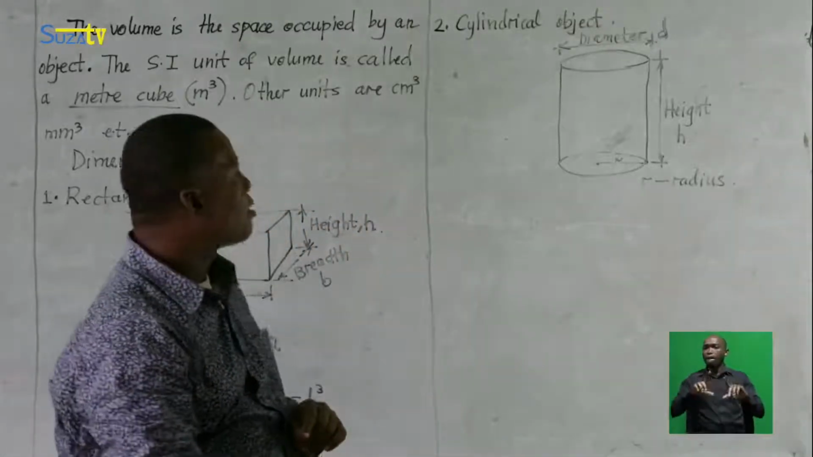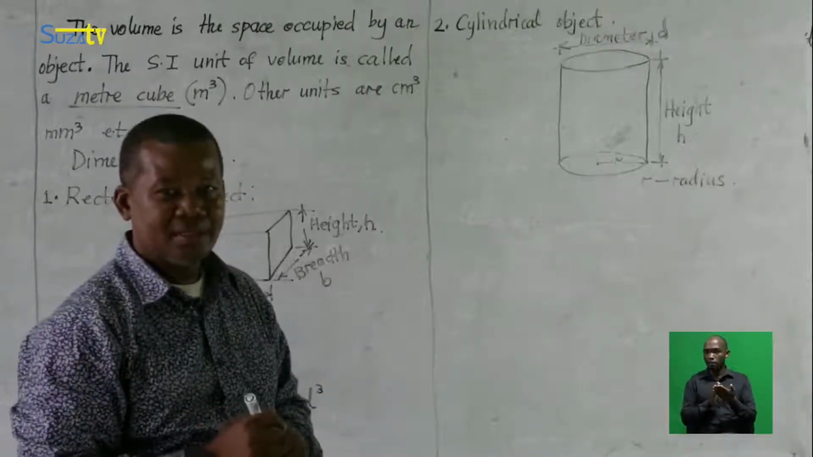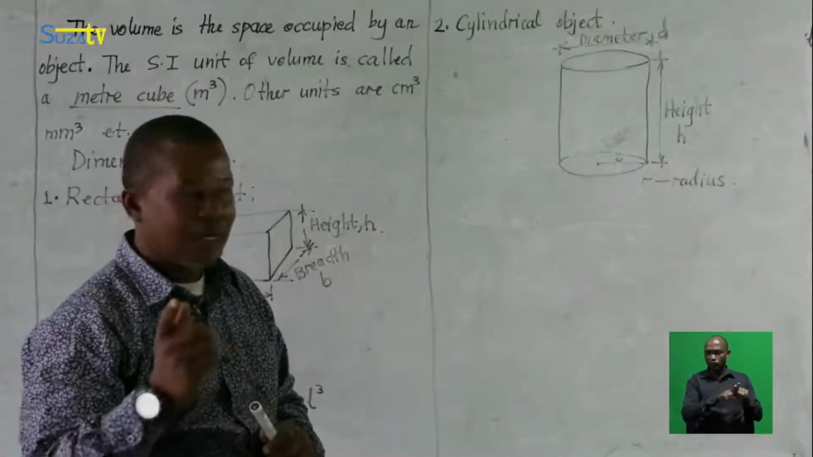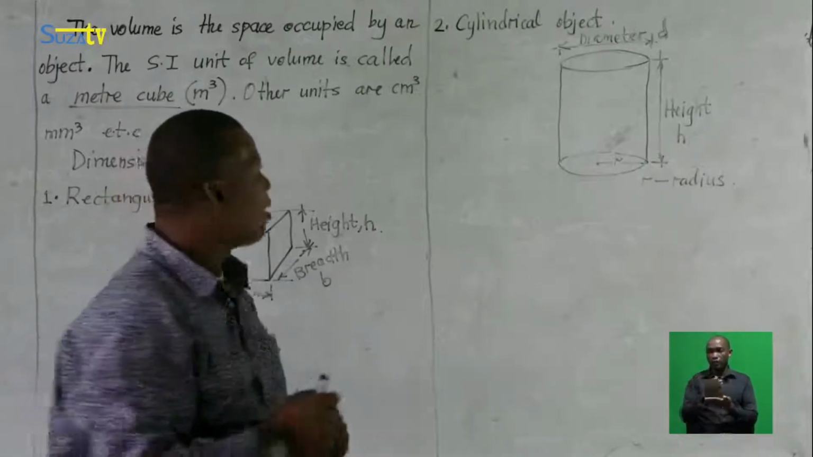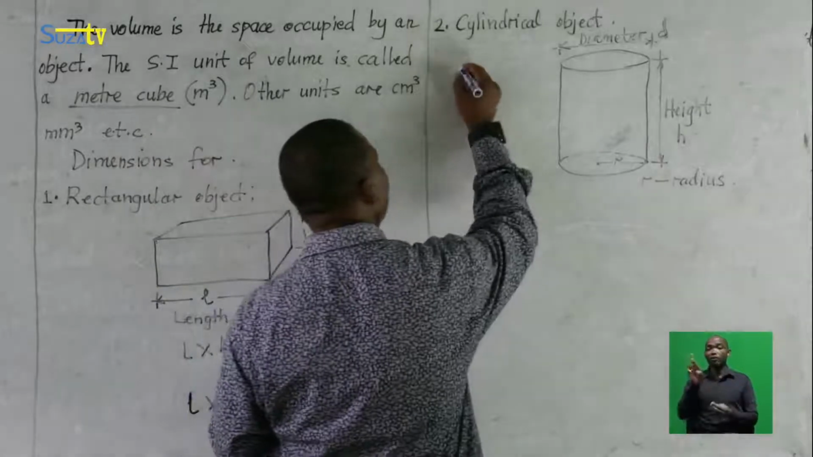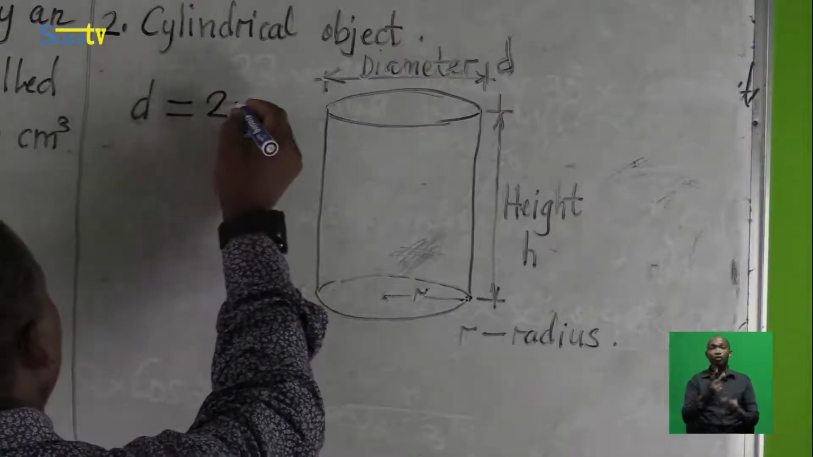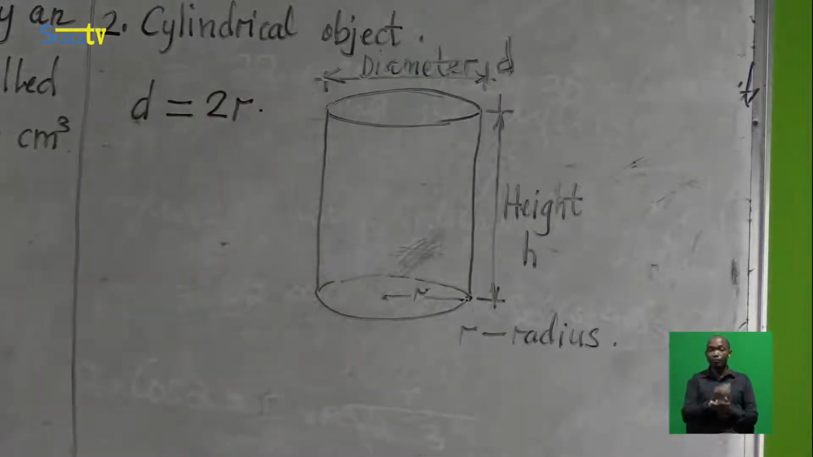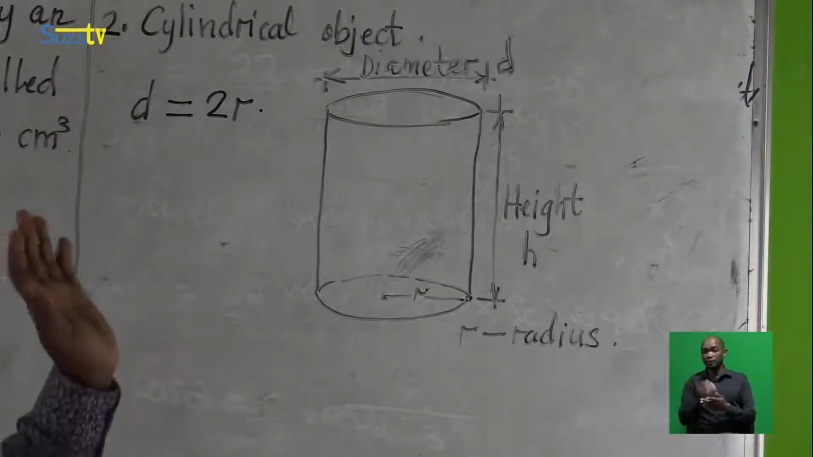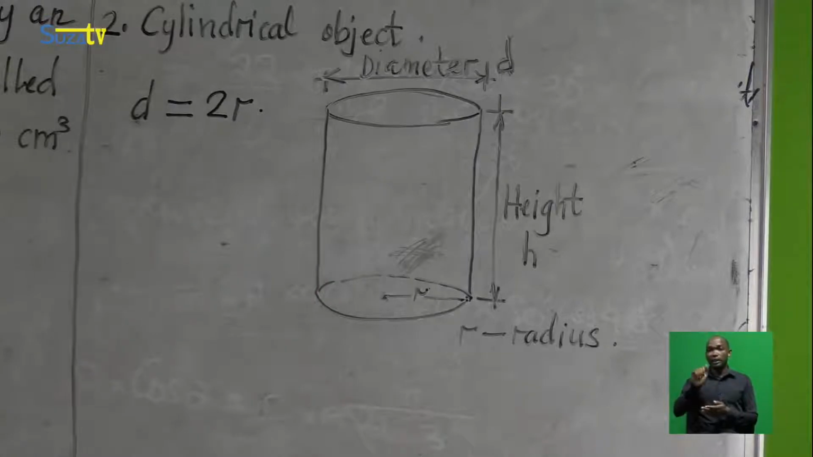But there is some relation between diameter and the radius. Who is ready to tell us? Okay? Thank you. So diameter d is equal to 2 times the radius. Diameter is equal to 2 times the radius. So this is the dimension for the cylindrical object.